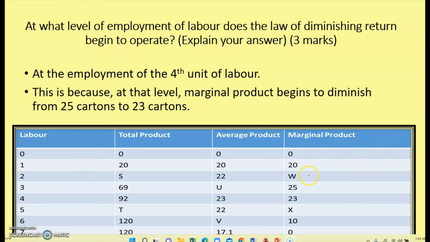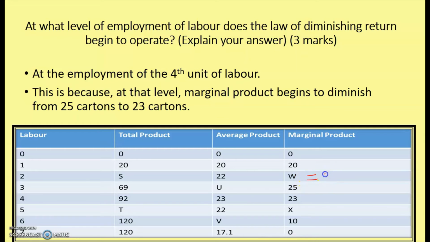With W, we got 24. Then X, we had 18. And as I said, the indicator of the law is the marginal product. Now the question, that is, at what level of employment of labor does the law of diminishing return begin to operate?